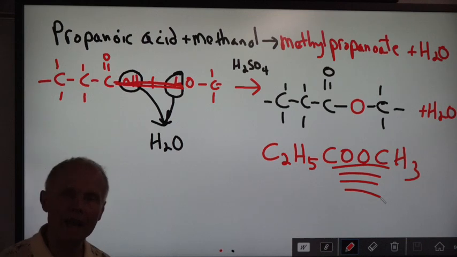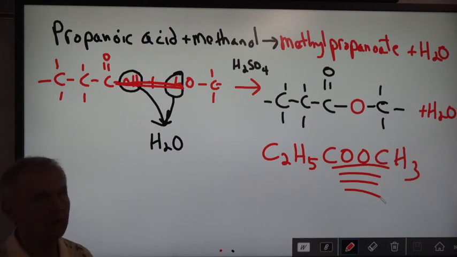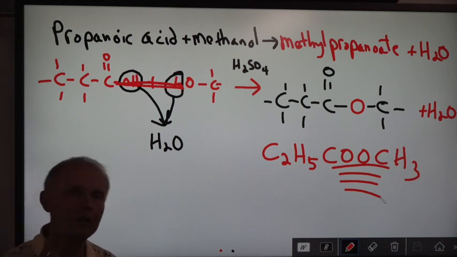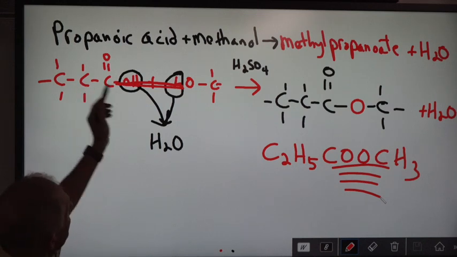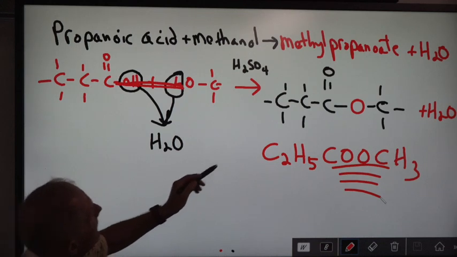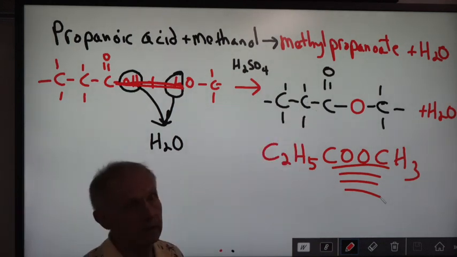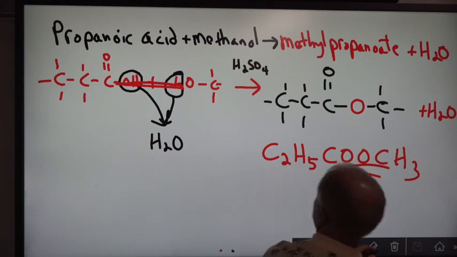These are hard to name and hard to put together. So what I'm going to do is I'll probably do 2 more of these with you, and then you have to do 2. And then that's it for this video for you. All right, so that was propanoic acid and methanol. That gives you methyl propanoate. All right, so here's your next one. Let's make this one a real easy one.